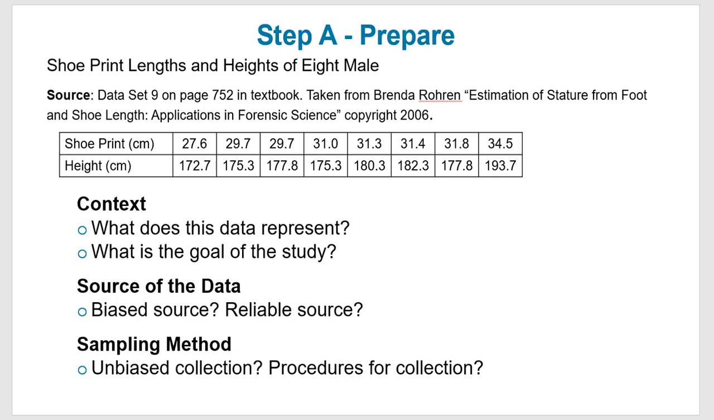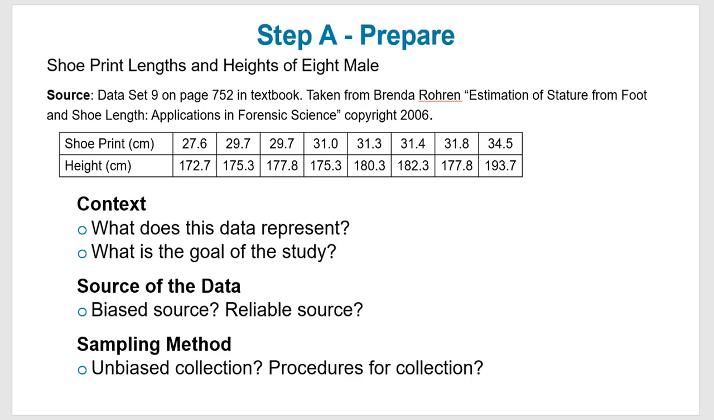The format is pretty straightforward, right? We just got a simple table, which makes it really easy for us to look at the data. Context, what's the goal of this study? If I were to ponder, I would assume that if we can see the shoe print of the burglar, we can make an estimate of how tall he is. That's the first thing that comes to my mind.